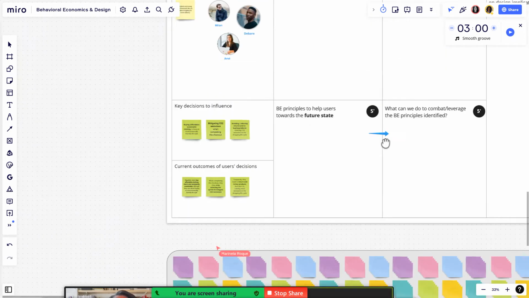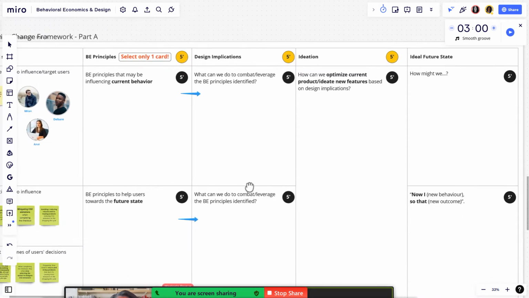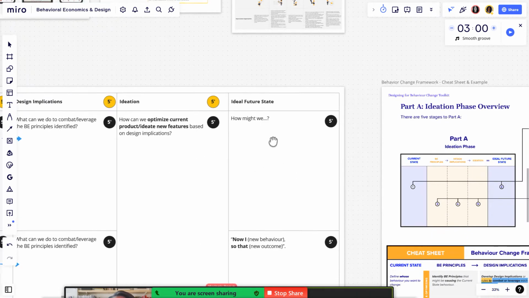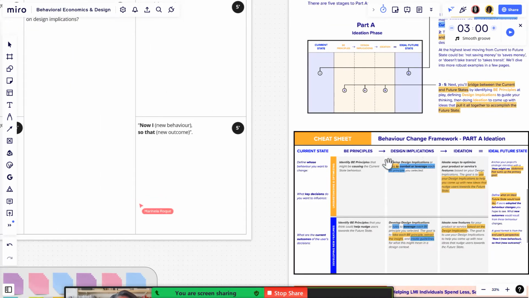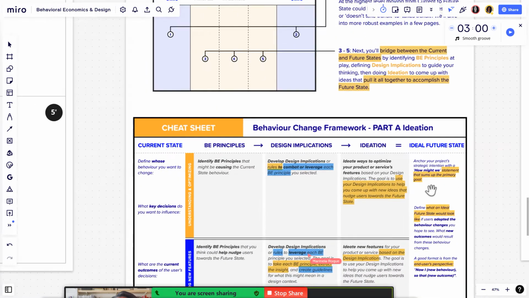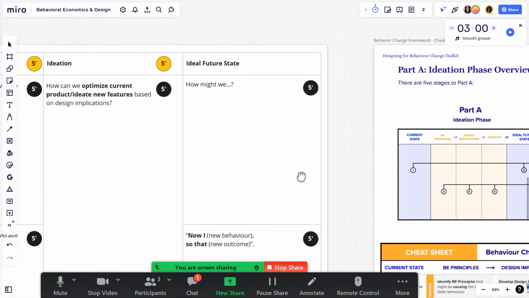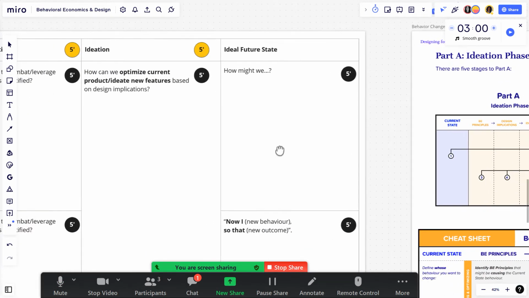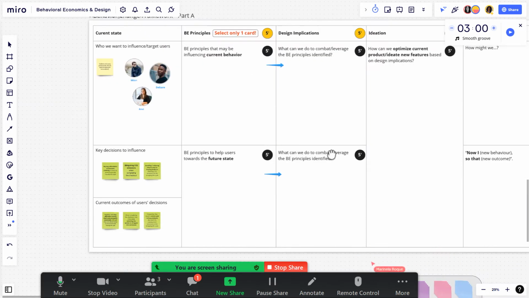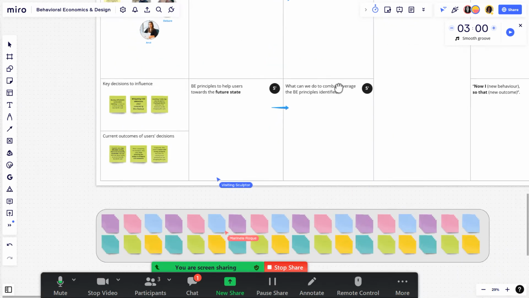Now I would like to go through an ideation session with you to ideate the ideal future we want to have. We're going to start with this ideal future state: how might we. What we do here is anchor our project into a strategic intention with a how might we statement that sums up our primary goal. We're going to dedicate 5 minutes for you to start brainstorming how might we see a future for these users to be more sustainable in their shopping experience.